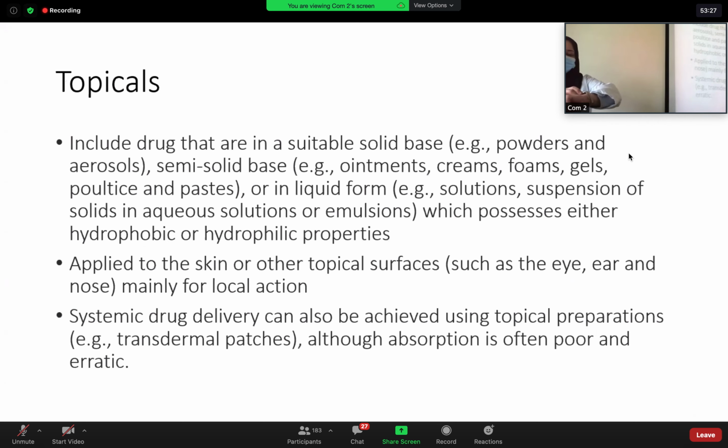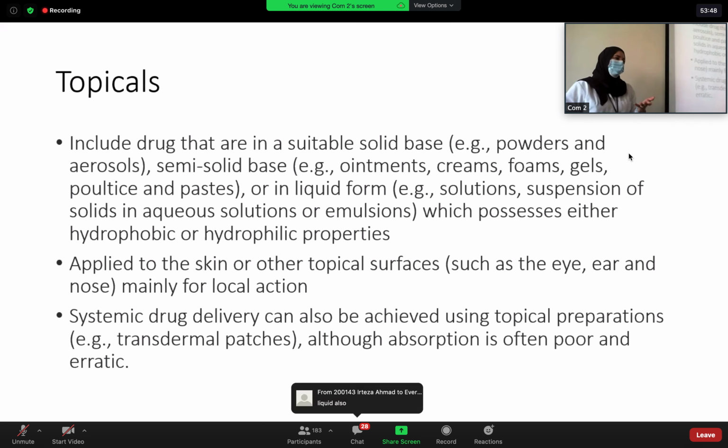Okay, so here we reach the topicals. Topicals would be a form of solid dosage forms or semi-solid or liquid dosage forms. What do you think? Semi-solid? Yes. Most of them fall under the semi-solid. Some of them could be a solution or liquid formulation, but most of them would be a semi-solid.